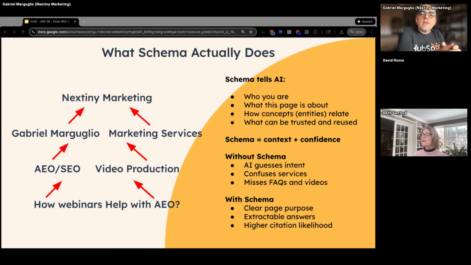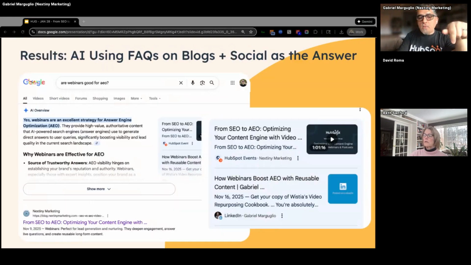It helps AI understand the answers and extract the answers from those pages. And of course, it creates higher citation likelihood. You'll get cited more often because AI understands who you are, what you do, how you do it, et cetera, et cetera. So the entities are important, and the connections to the entities are important, and schema helps AI understand that. Any questions, guys?